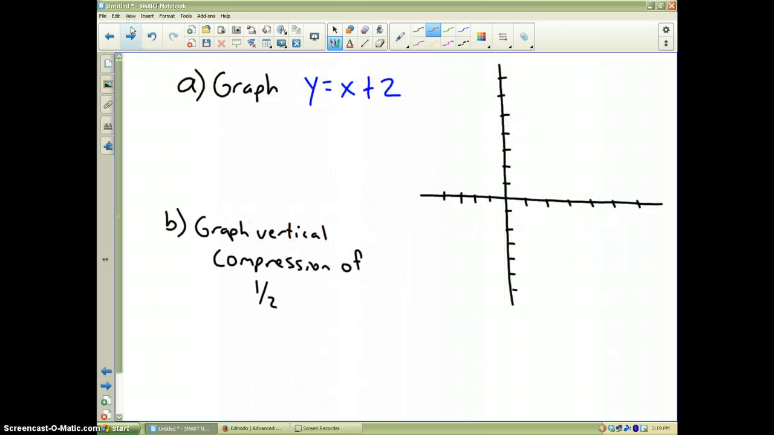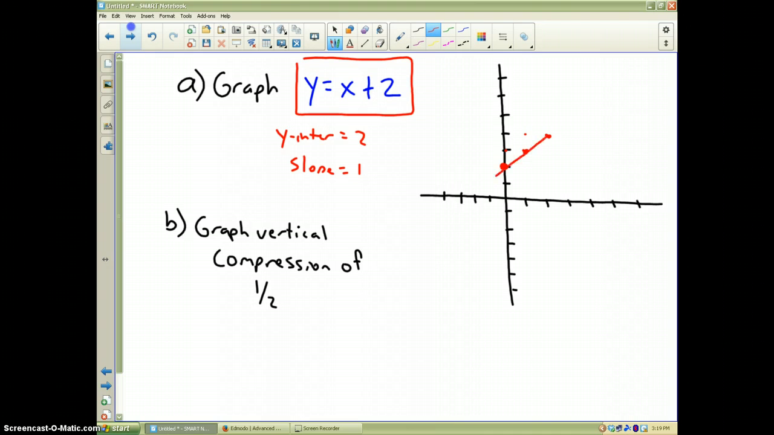All right, hopefully you wrote those notes down. Now, let's take a look at how this works. First of all, I want to graph the equation y equals x plus 2. Very simply, we all know the y-intercept is equal to 2, and the slope is equal to 1. So I'm going to put a dot at 2 for my y-intercept, and I'm going to go up 1 and over 1 and put another dot, and up 1 and over 1 and put another dot, and there is the graph of this particular linear function.